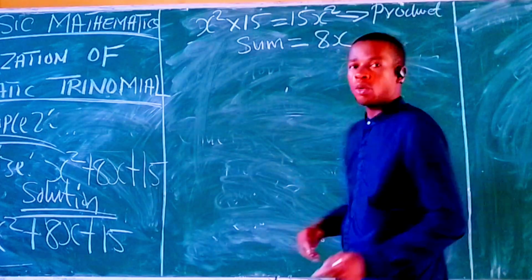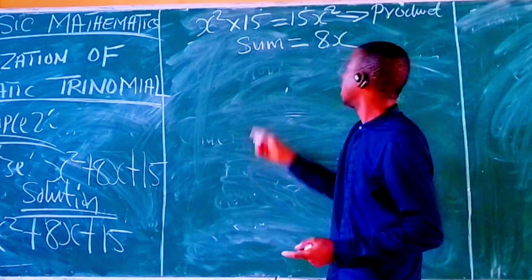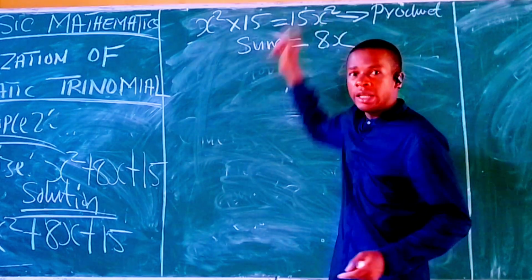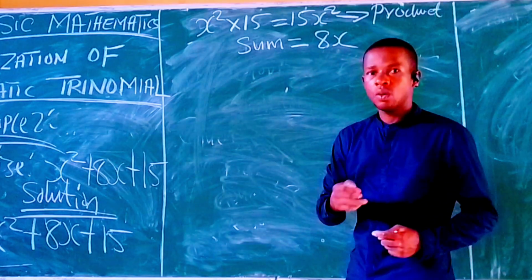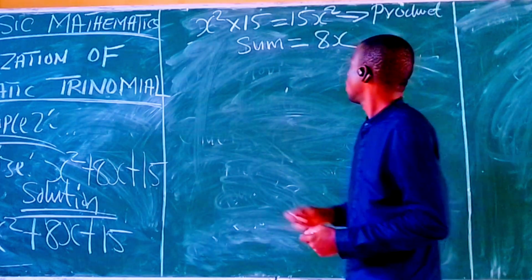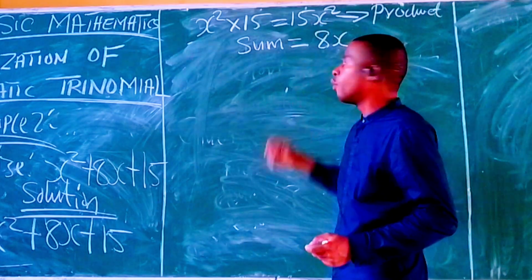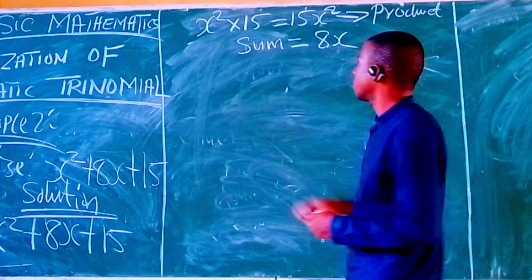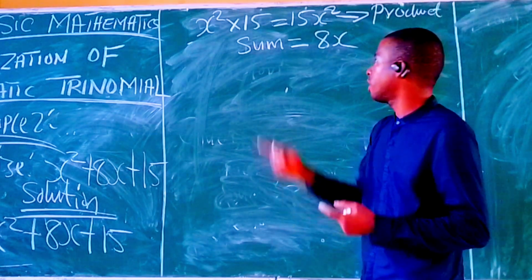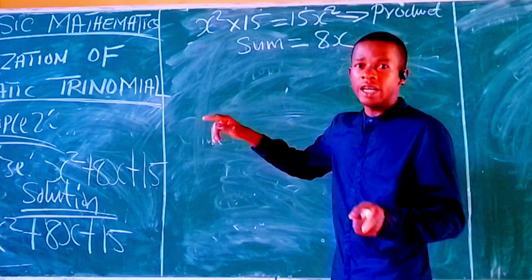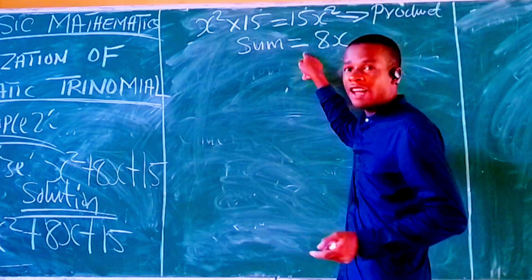Now, we are going to ask ourselves a question. Which two numbers, when we multiply, will give us 15x squared, then when we add them together, will give us 8x? Which two numbers is that? Think about it. Now if you check, if you say 1 times 15, it's going to give you 15, right? But if you add 1 plus 15, it's going to give you 16. So that does not satisfy the condition.